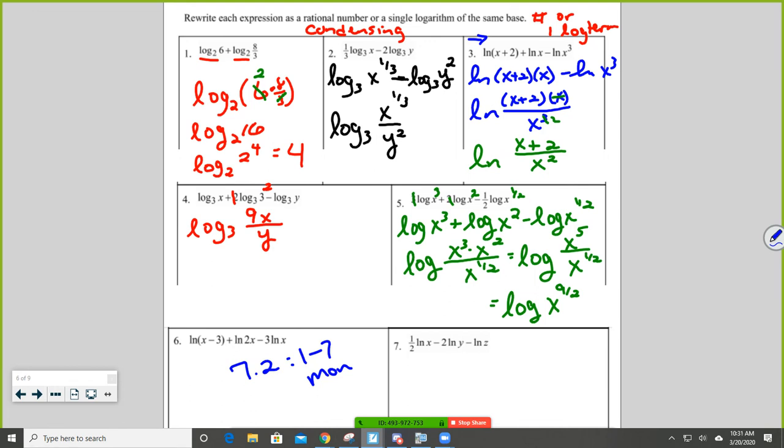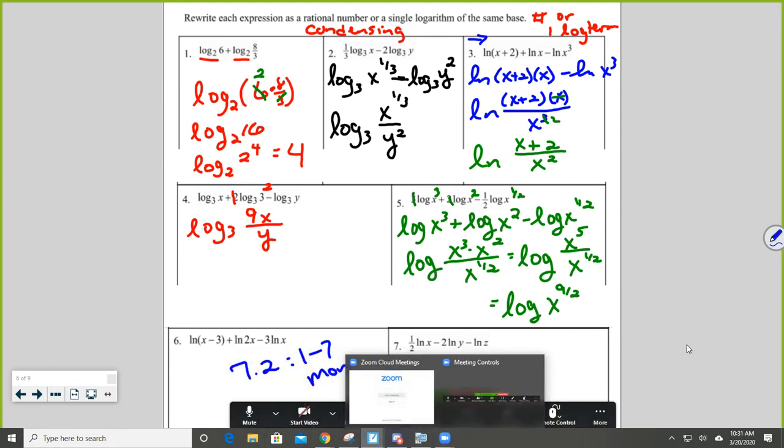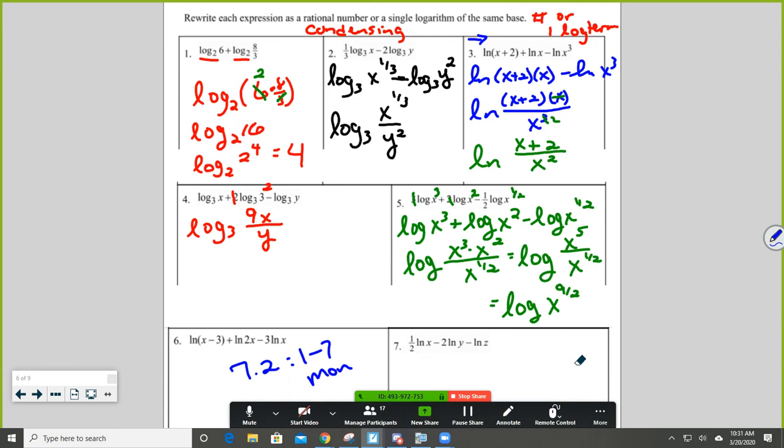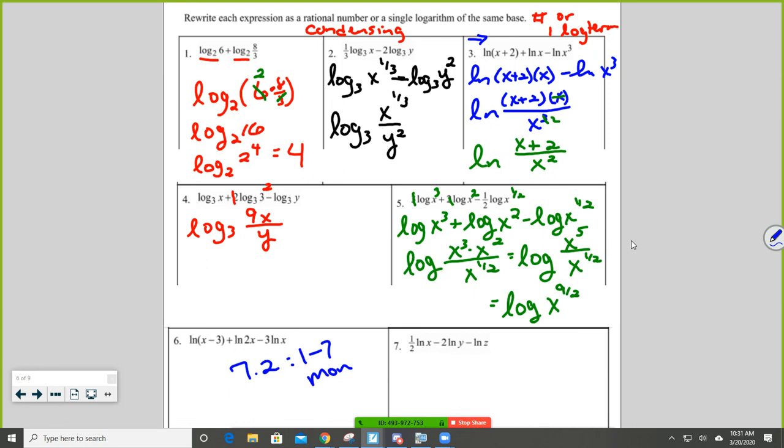I'm kind of confused about how in number 5 you got log x 9 halves. All I did, thank you for asking, was I made this 10 over 2 and got a common denominator. 10 minus 1 is 9. Okay, thank you. You're welcome.